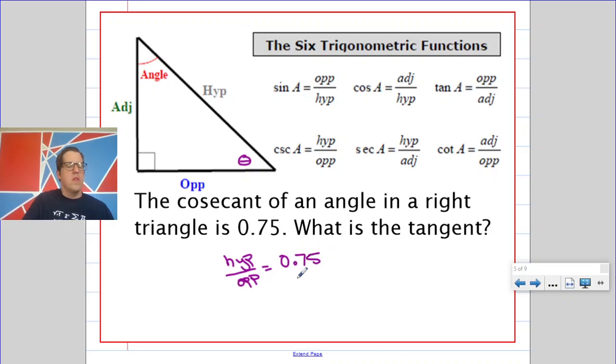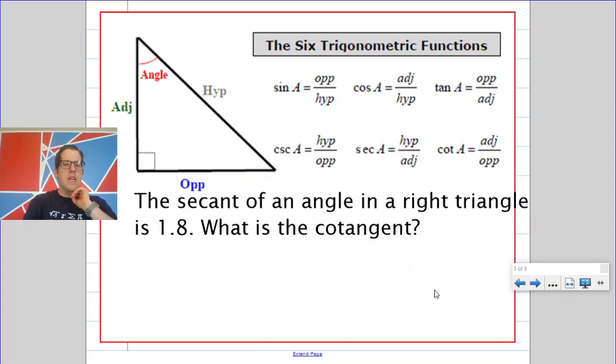equals 0.75. Well, this doesn't make any sense because the hypotenuse has to be the biggest side in the triangle. So the hypotenuse over the opposite would have to be something that's bigger than 1. So this situation is impossible. Let's take a look at another quick example.